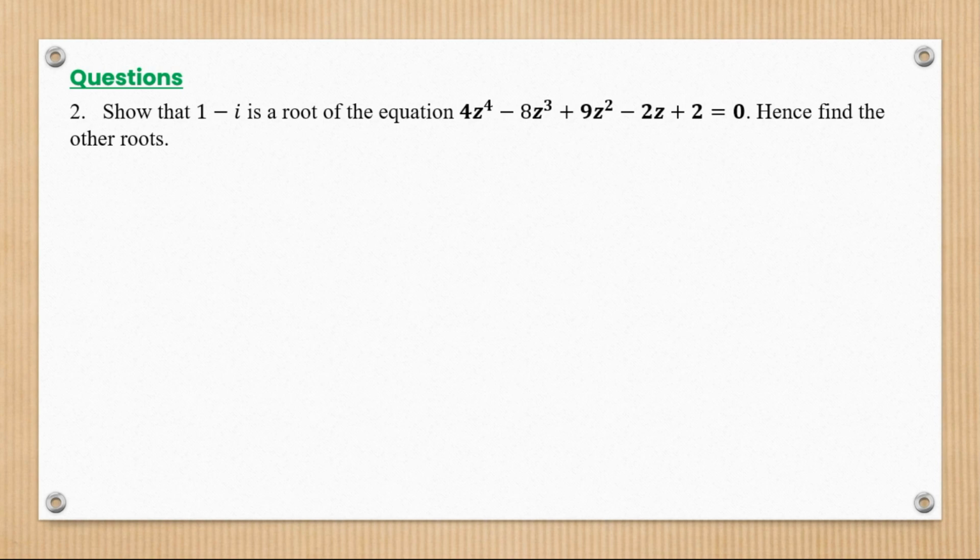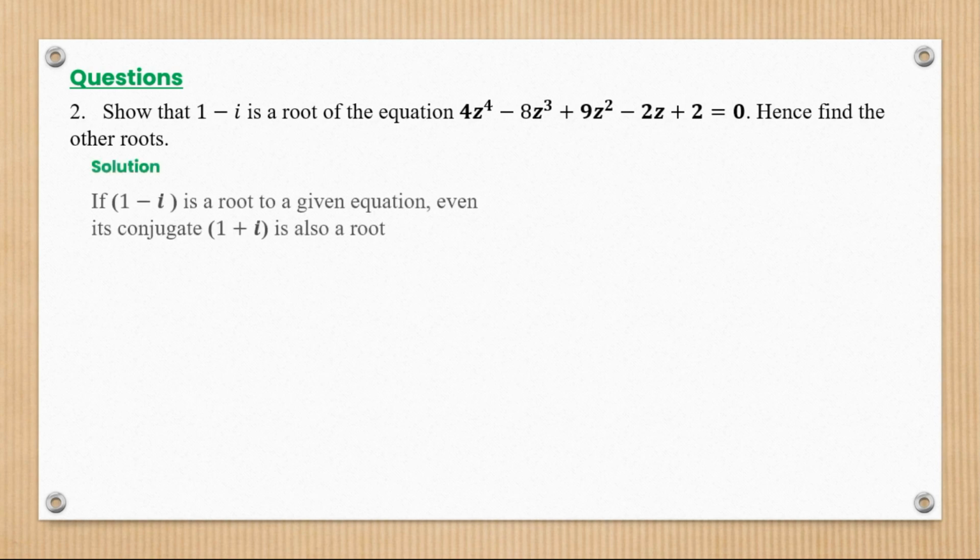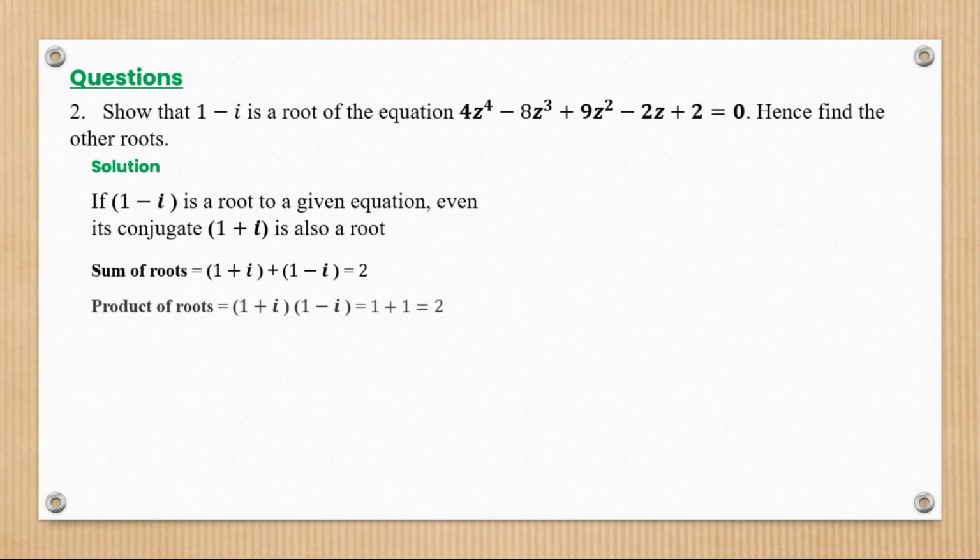So this is an example of a quartic equation. Now a quartic equation is more like a product of two quadratic equations, so it's likely to have two quadratic equations as its two factors. So let's solve that. You can see that 1 minus i is a root of the given equation, so even its conjugate 1 plus i is also a root. When we find the sum of roots, we end up having 2. The product of roots is also equal to 2.